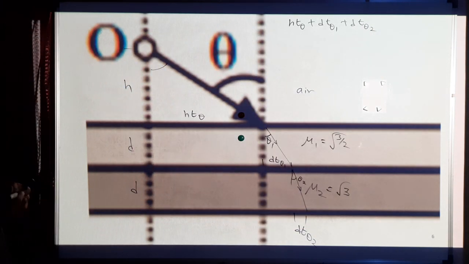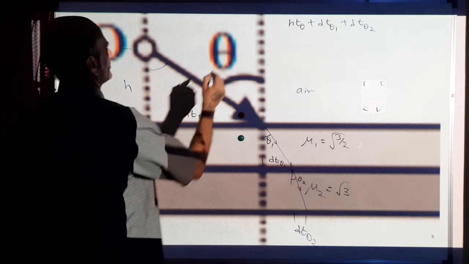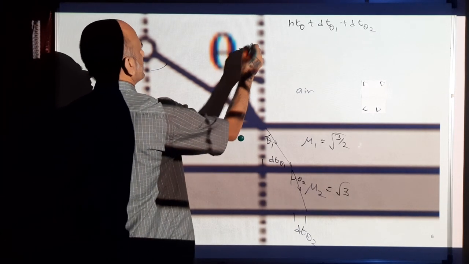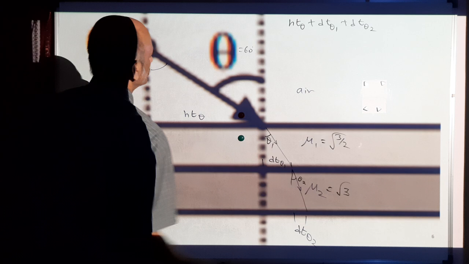h and d are given in the question. Theta is also given as 60 degrees. So you have to find theta 1 and theta 2 using Snell's law.